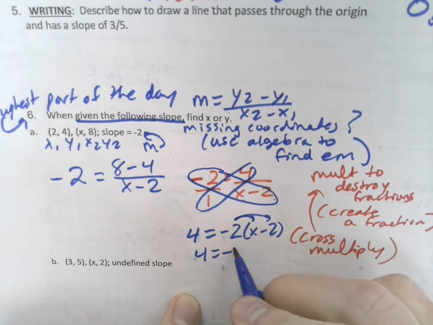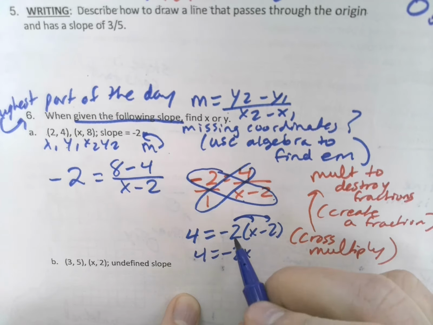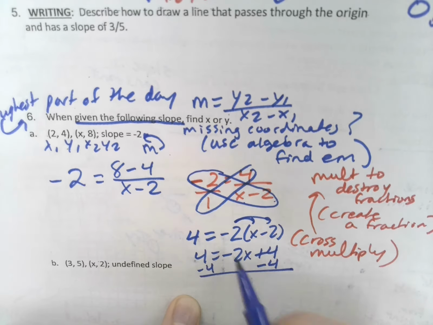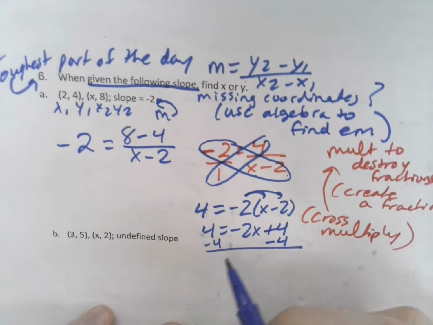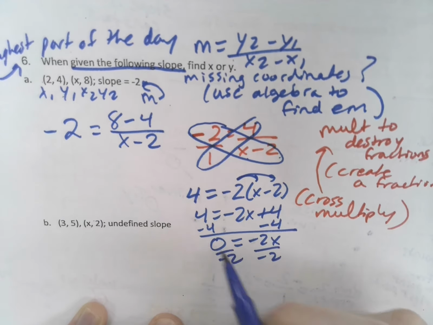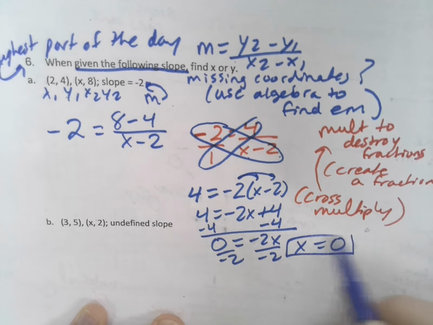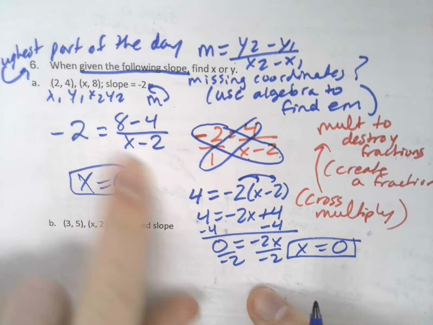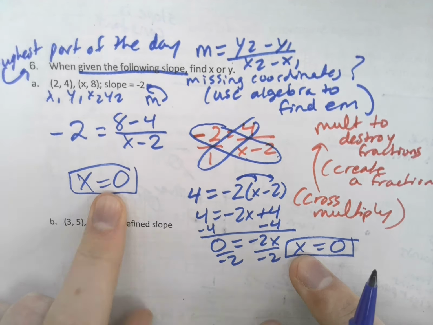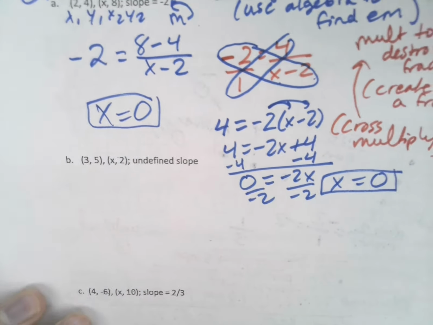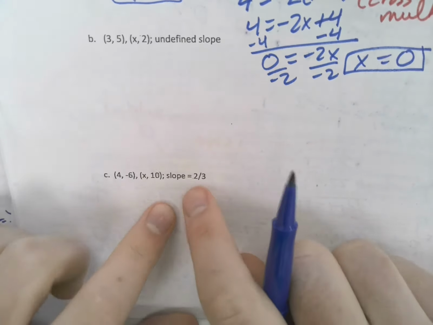4 equals negative 2 times x is negative 2x. Negative 2 times negative 2 is positive 4. Subtract 4 over. 4 minus 4, 0. And then it doesn't matter what we divide 0 by. X will always be 0. So you got it there. X will always be 0. How about let's do one more here. Let's do one that's I think a little bit easier. Check it out. Part C.